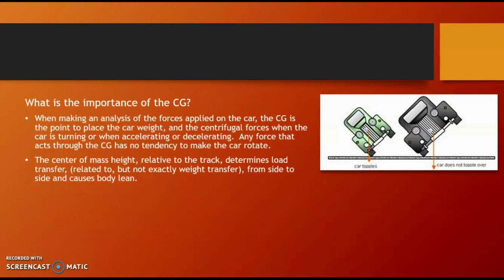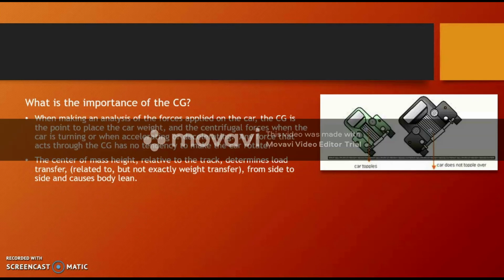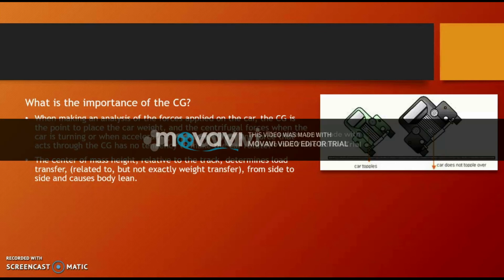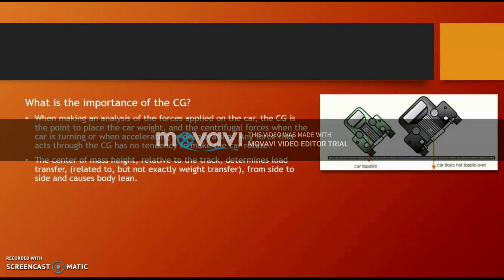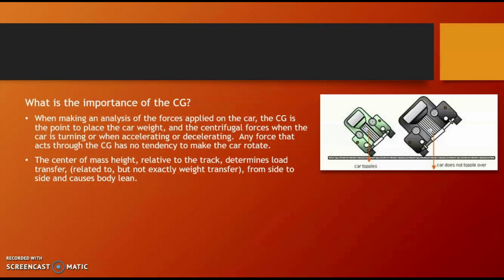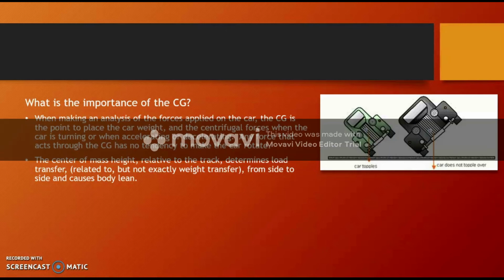What is the importance of CG? When making an analysis of the forces applied on the car, the CG is the point to place the car weight and the centrifugal force when the car is turning or when accelerating or decelerating. Any force that acts through the CG has no tendency to make the car rotate. The center of mass height relative to the track determines the load transfer, related to but not exactly weight transfer, from side to side because the body is rigid.